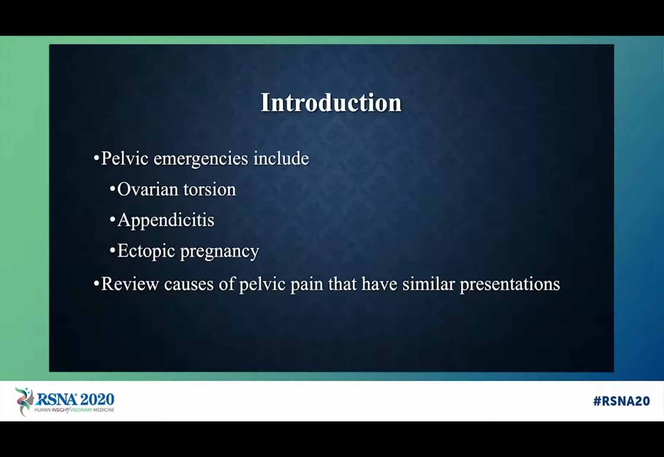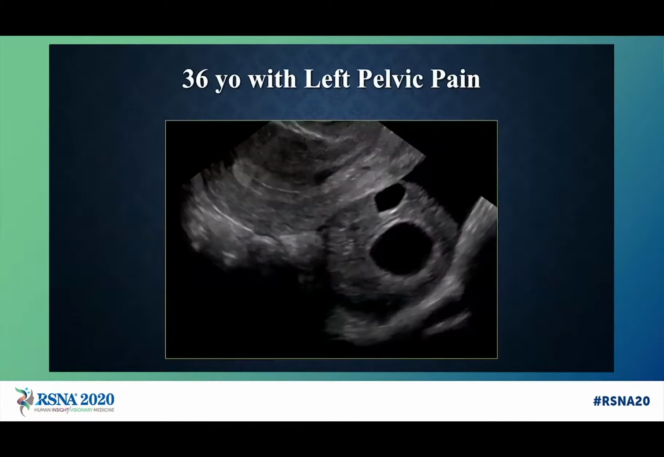Pelvic emergencies include ovarian torsion, appendicitis, and ectopic pregnancy. For this presentation, we're going to focus on ovarian torsion. And we'll also review causes of pelvic pain that have similar presentations.